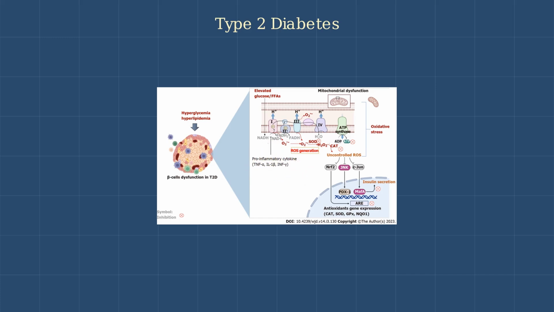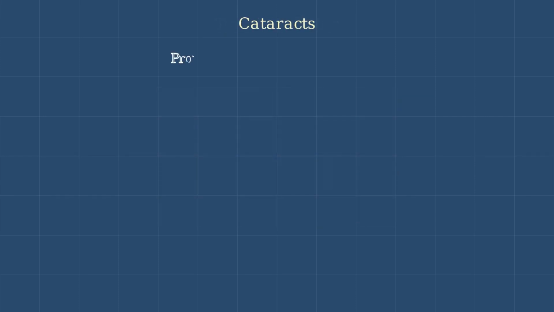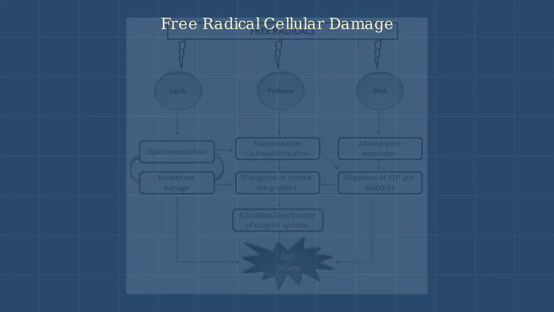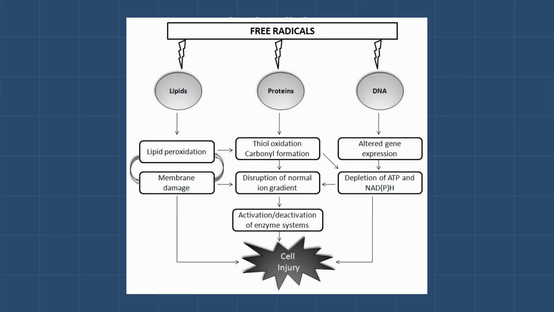In cataracts, free radicals cause protein oxidation in the eye lens. This oxidation leads to protein cross-linking and aggregation, causing the lens to become cloudy and vision to blur. Free radicals cause comprehensive damage to cellular components, including lipids, proteins, and DNA. This damage accumulates over time, contributing to aging and the development of age-related diseases. Antioxidants can help neutralize free radicals, potentially slowing the aging process and reducing disease risk.